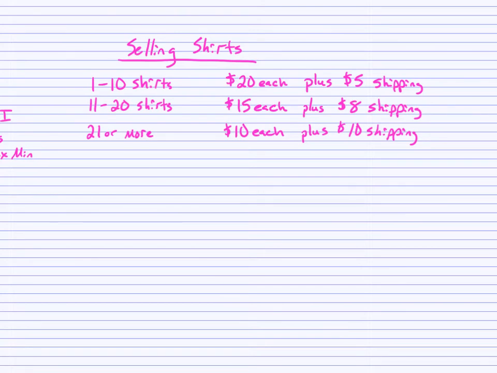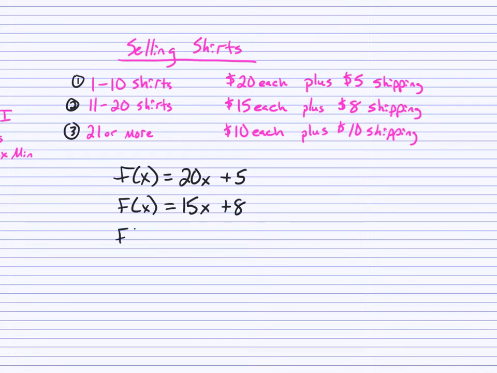So if I was to set up equations, I might say y equals, or if I'm using functions, I'm going to say f of x equals, and I'm going to do the first one up here. Between 1 through 10 shirts, it's $20 each plus $5 shipping. So I'm going to say $20 times the number of shirts, and x is the number of shirts, plus my $5 in shipping. The second equation, f of x equals $15 each, so 15 times the number of shirts, plus $8 shipping. And the third, f of x equals $10 each, so 10 times the number of shirts plus $10 shipping.